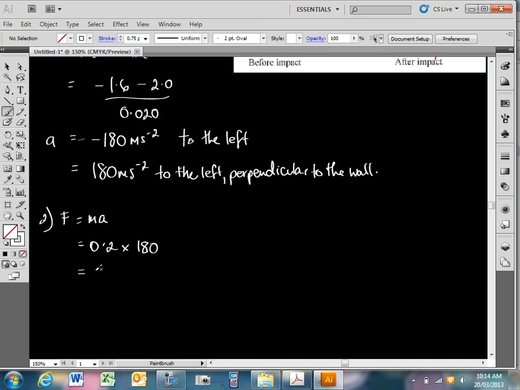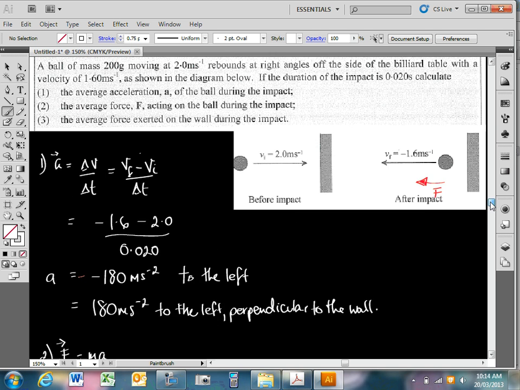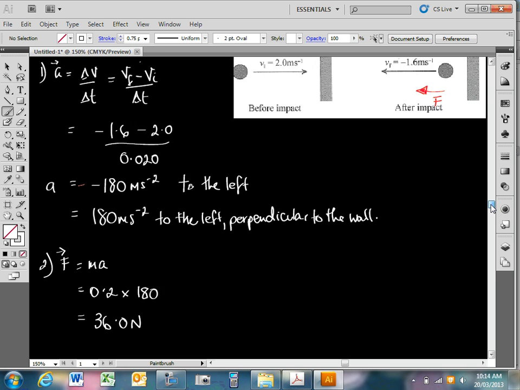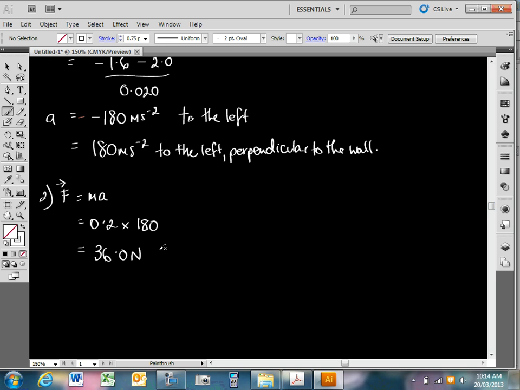0.2 times 180, 36.0 newtons. Is that okay, everyone? 36 newtons. And because force is a vector, it has a direction. The question was the average force acting on the ball during the impact. So the force on the ball we know is to the left. It's also perpendicular to the wall.